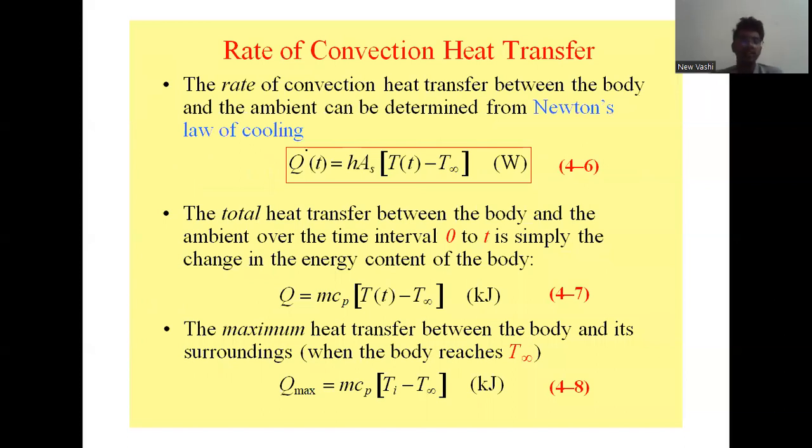Rate of convection heat transfer. We all know that convection heat transfer is Q = hA(T − T∞), where the rate of convection heat transfer between a body and the ambient can be determined from Newton's law. The total heat transfer between the body and the ambient over the time interval 0 to t is simply the change in the energy content of the body, that is, Q = mC_p (T − Ti). The maximum heat transfer between the body and its surroundings is Q_max = mC_p (T∞ − Ti).